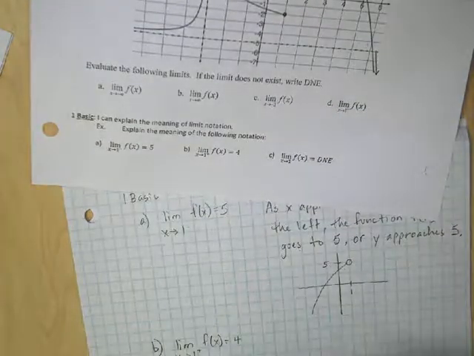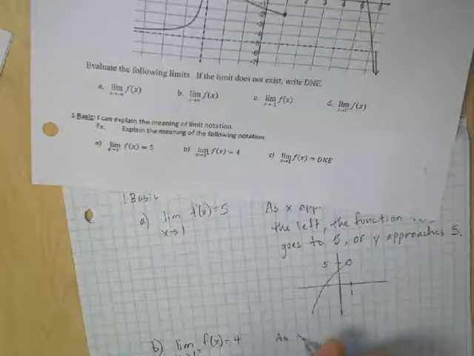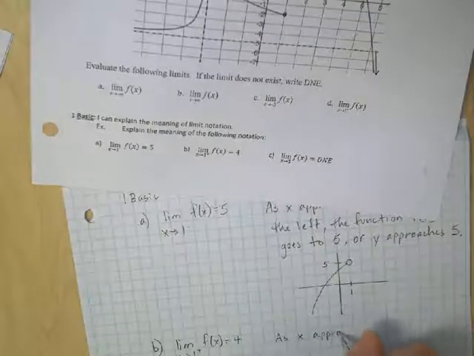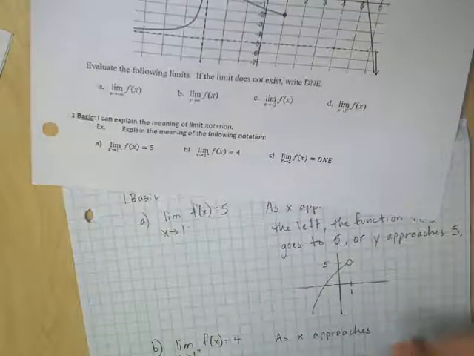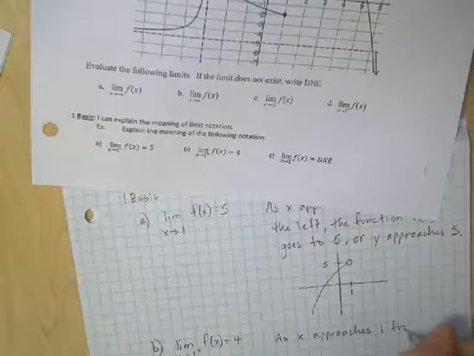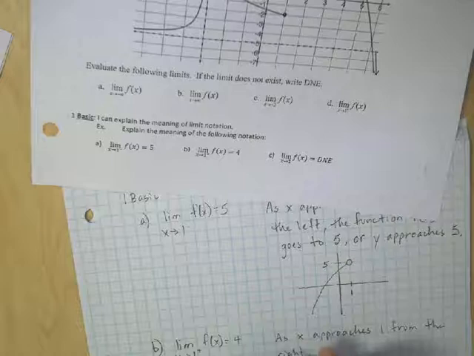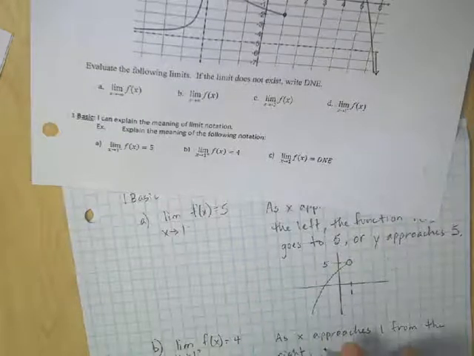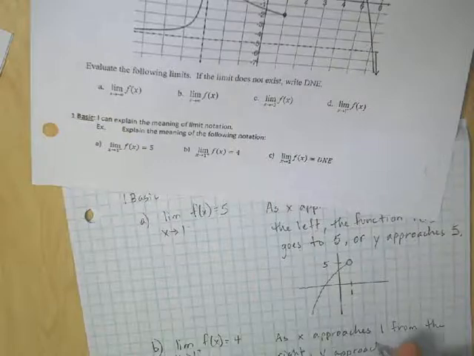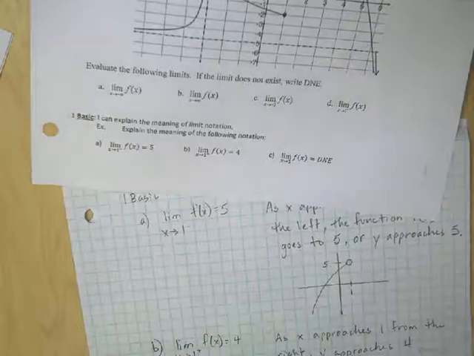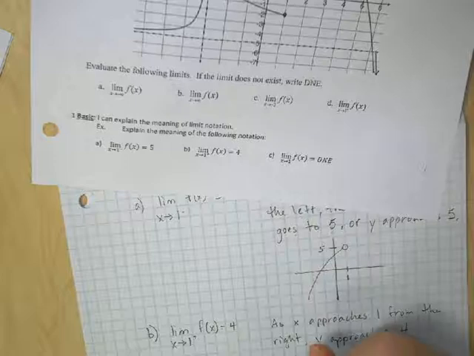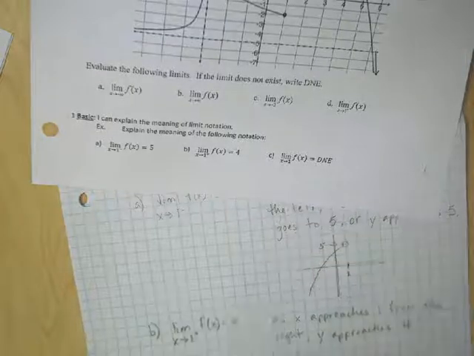So as x approaches 1 from the right, I'm going to write it with the letter y this time. Y approaches 4. So there's another way of writing it. I could even make a little example to really show the teacher I know what I'm talking about.